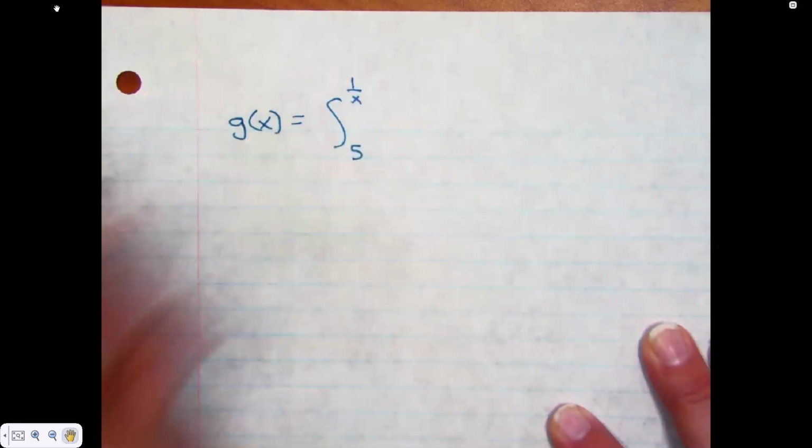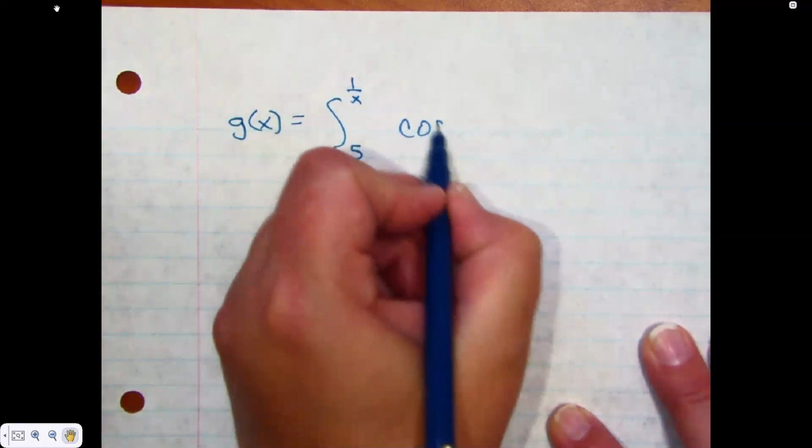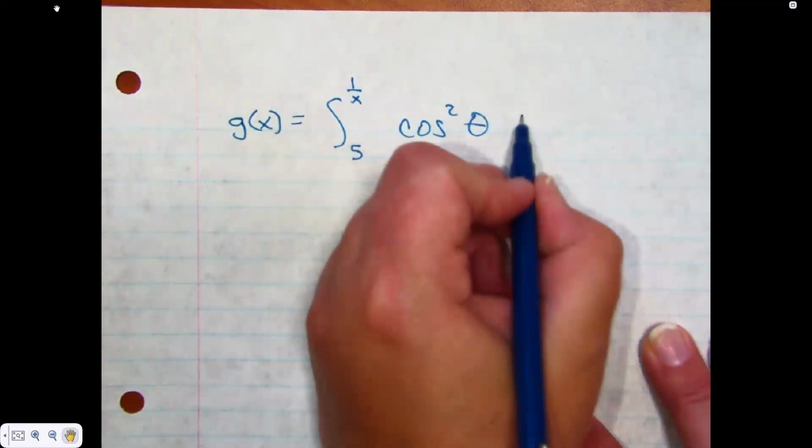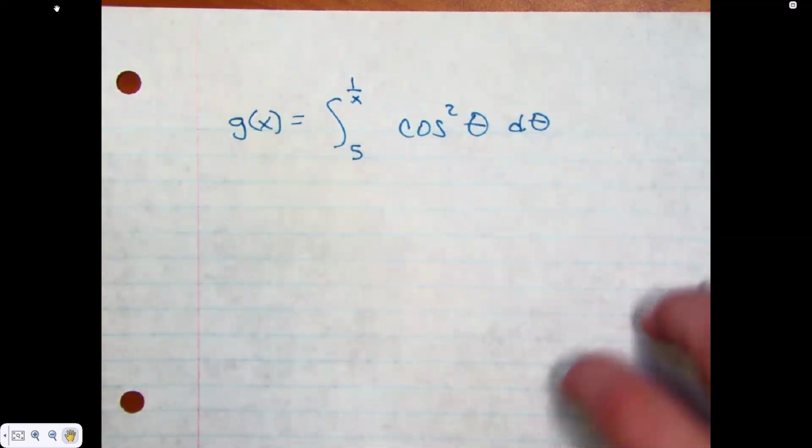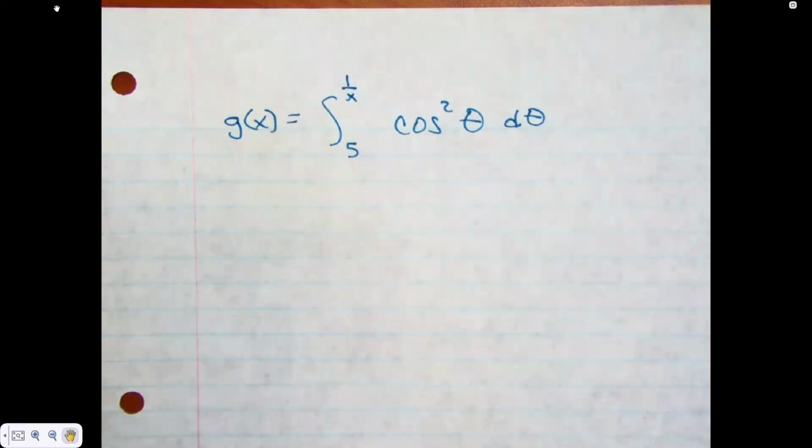So let's do, I'm back to g of x already. Integral of 5 to 1 over x cosine squared theta d theta. Believe it or not, taking the integral of cosine squared, that's some crazy stuff. We say that for Calc 2. But I don't have to take the integral, right? Because I take the integral and the derivative right back to where we started.